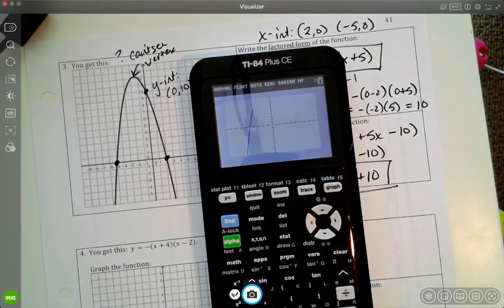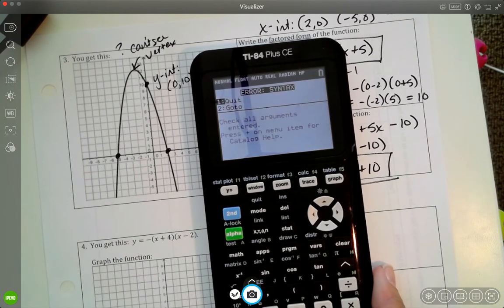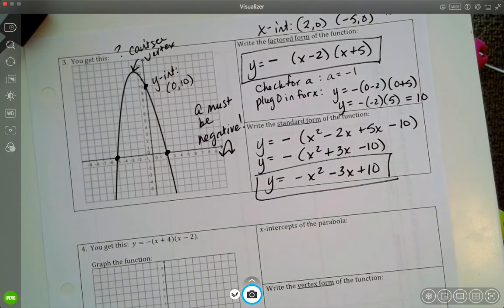Yep, it matches. All right, awesome. So you can always just check it that way. All right. So let's do this last problem.